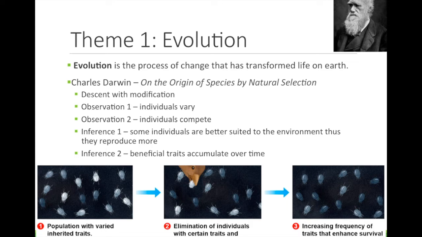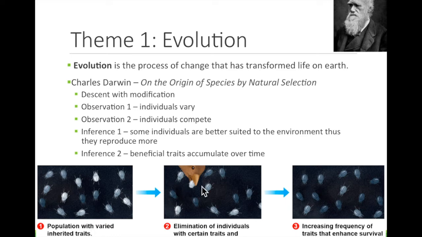An example of this can be seen in the beetles. The beetles vary. Some are dark, some are light, and there are varying shades in between. Not all of the beetles will thrive. They are competing for space and food. The dark-colored trait is better for camouflage and thus more suited to this environment on a dark background.